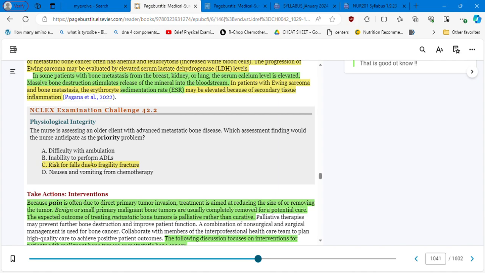So are we going to check difficulty with ambulation? Are we going to consider inability to perform ADLs? Are we going to consider nausea and vomiting from chemotherapy, or risk for falls due to fragility fracture? This is the one. This is the one. It's advanced metastatic bone disease.